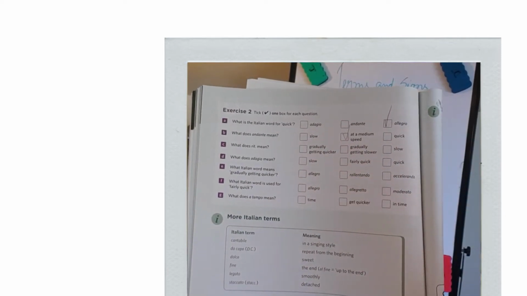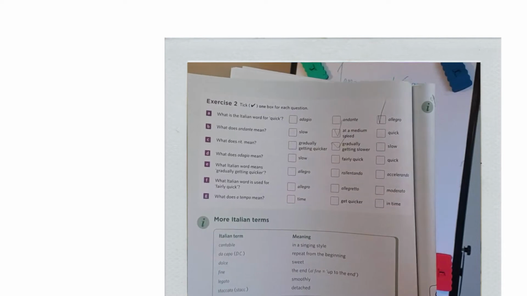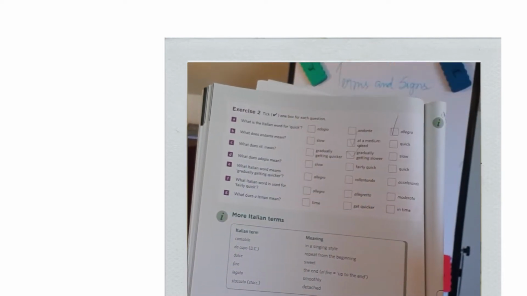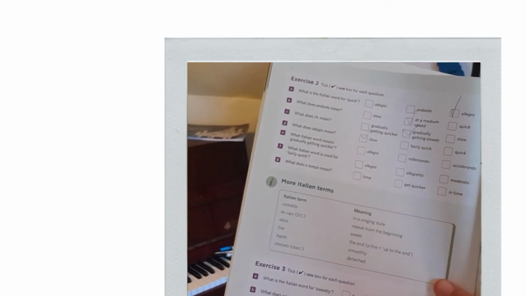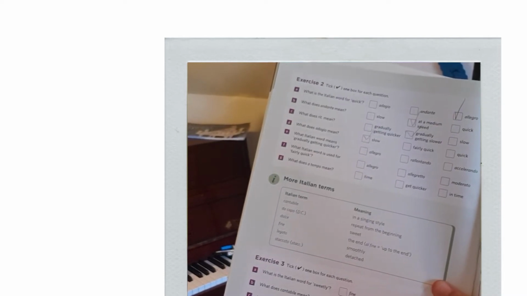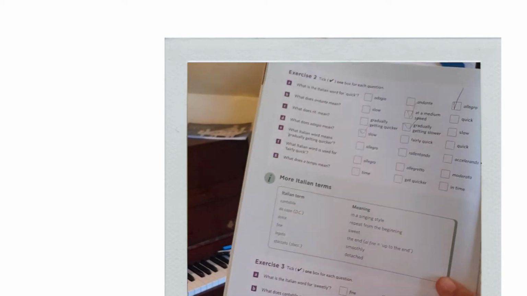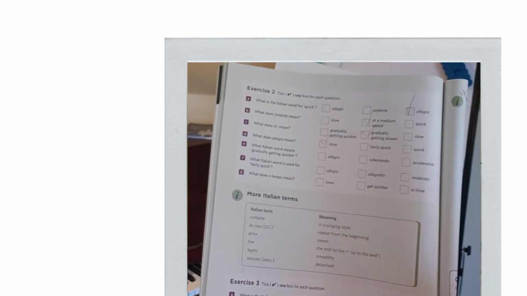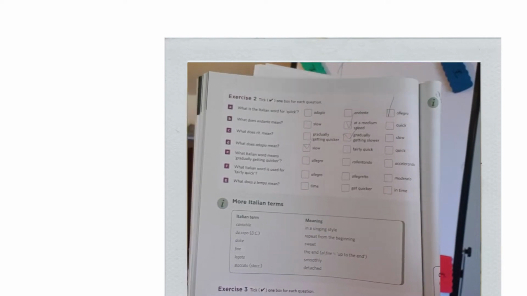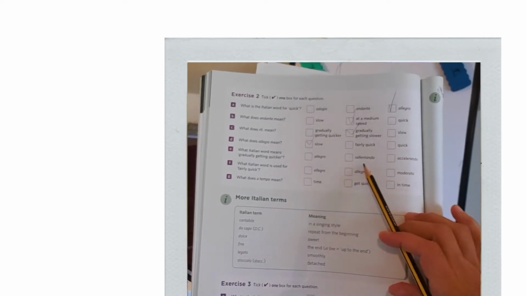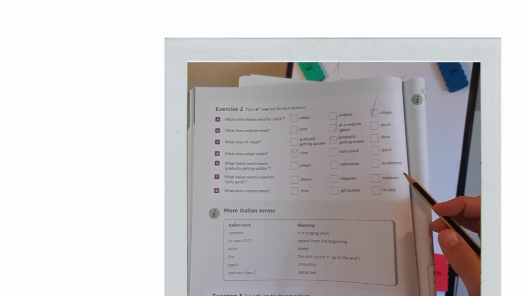So this is one of the words that means gradually getting slower. What does adagio mean? Quick, fairly quick, or slow? Slow. What Italian word means gradually getting quicker? We already know the two words with the letter R, rallentando and retardando, mean the opposite, gradually getting slower. So it's not rallentando. And we know allegro is a speed for fast. So it is accelerando.